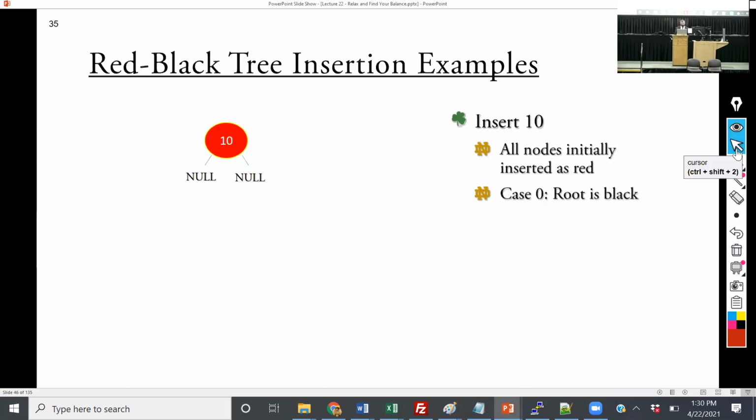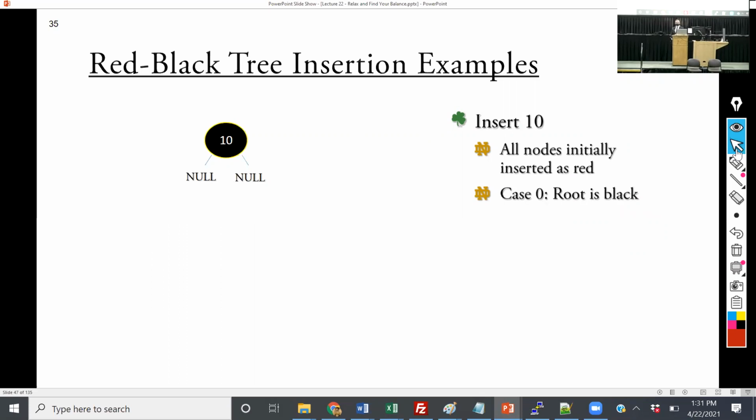So first, let me go through an insertion example, and then I'll do an animation example with you, and then we'll work through a problem together. So first, I insert 10. All nodes are initially inserted as red. Then we're going to change that to black.